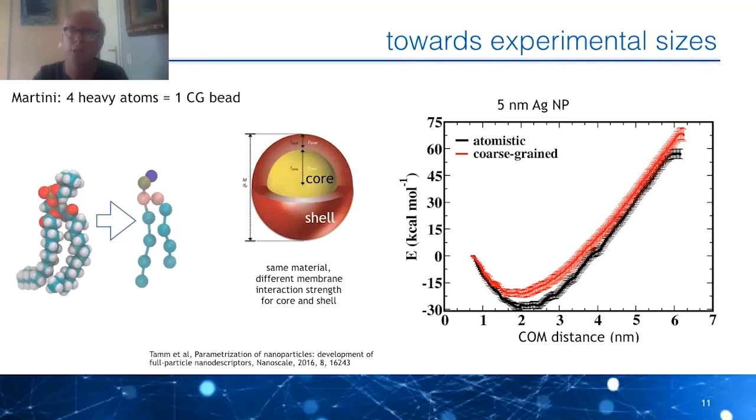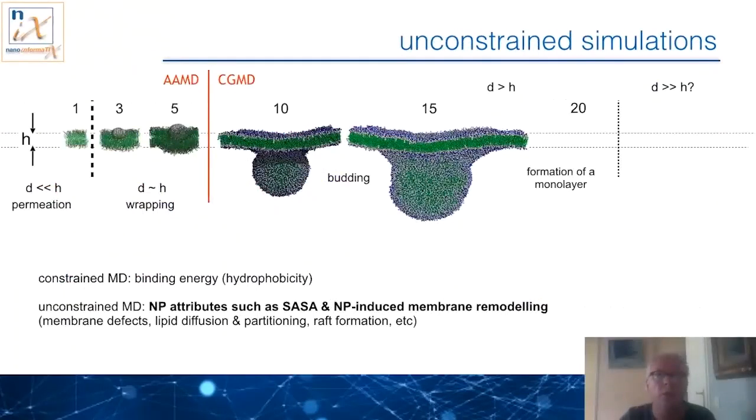And in fact, only the depth of the well matters, and not really the precise shape. So what you see is that we are able to reproduce the full atomistic potential of mean force calculated with the coarse grained calculation. And then that is what we did. So then we started from full atomistic for 1, 3, and 5 nanometer particles. And then we continued to the 10, 15, and 20, and even larger nanoparticles, which we would not be able to do with the atomistic simulations.